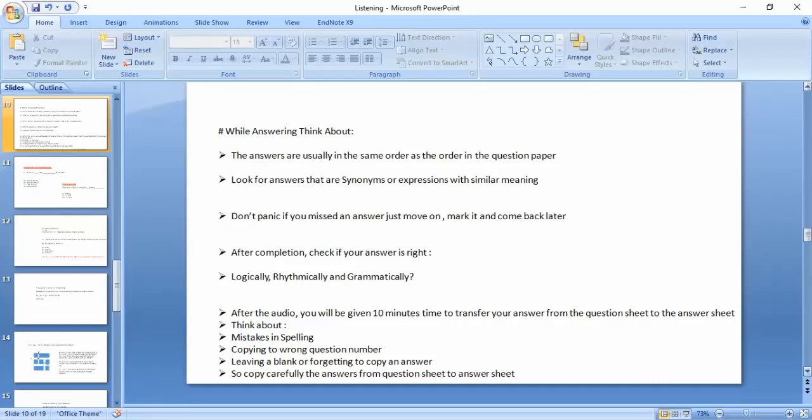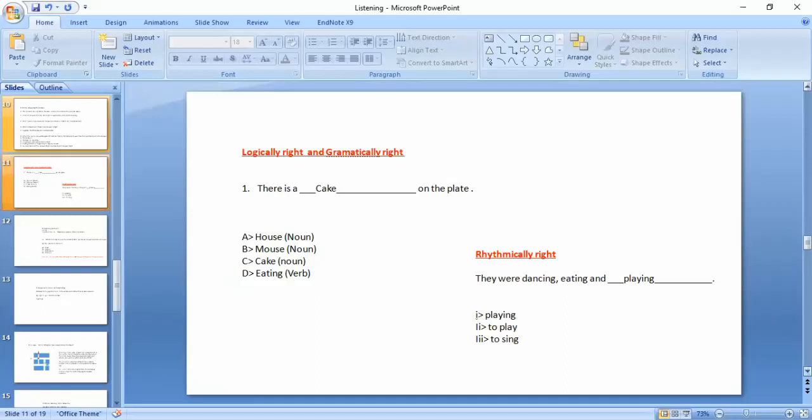At the end of the listening test, especially in the paper-based test, you will be given 10 minutes to transfer your answers from the question sheet to the answer sheet. And while doing so, make sure that you correctly transfer your answers to their corresponding numbers. Okay. So copy the answers carefully from the question sheet to the answer sheet. We already discussed being logically right, grammatically right, and rhythmically right. Okay.